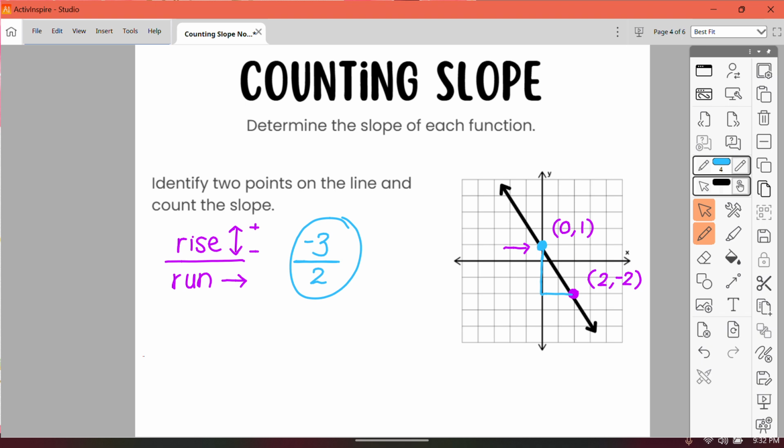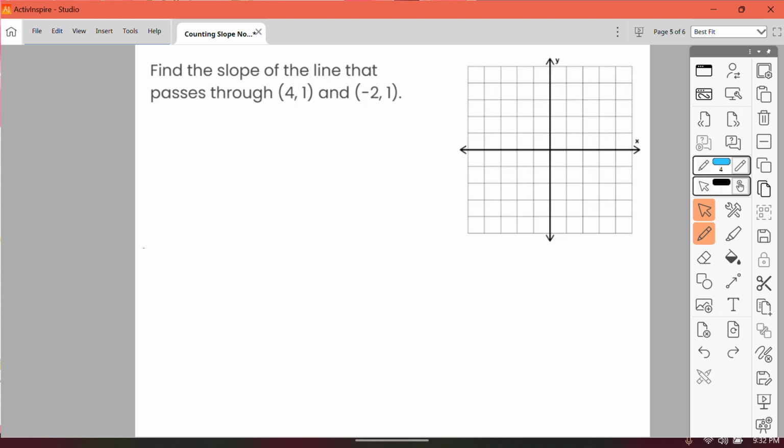Now, what this number does is it tells anybody in the entire world how steep this line is. So not just that it's negative, not just that it's going down, but it's going down 3 units or 3 blocks, and then it's going to the right 2 units. And anybody in the world who has taken the equivalent of Math 8 or Algebra 1 can now tell you exactly how steep this line is. And that's what counting slope lets us do. So let's look at another example.